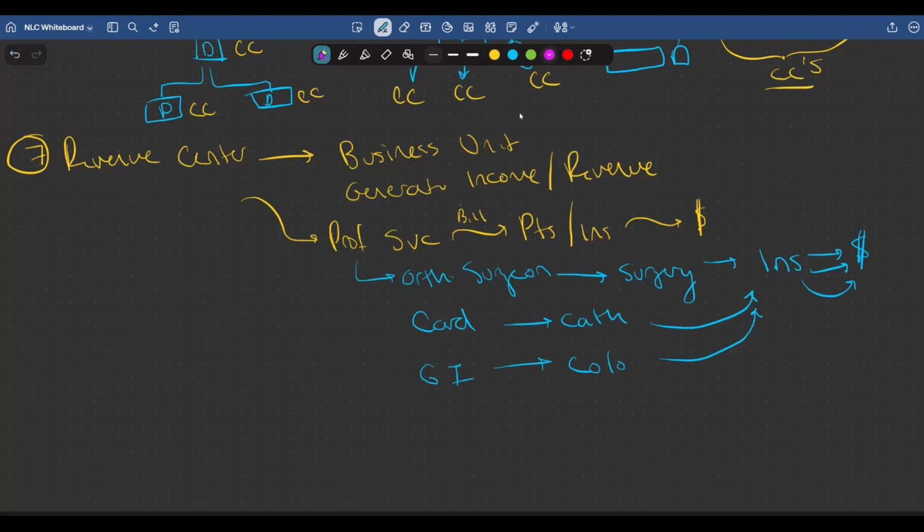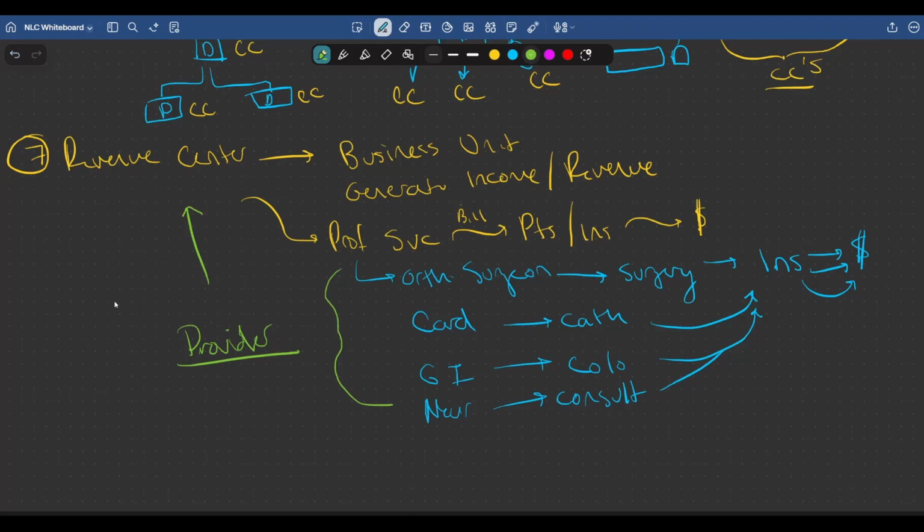And often what happens is that the revenue centers get aligned by individual providers, so each individual provider who does procedures or sees patients. This is also true of, say, a neurologist who does a consult in the hospital. He's going to bill the insurance for that consult, and that's going to generate revenue. So often in healthcare organizations, each provider is a revenue center.